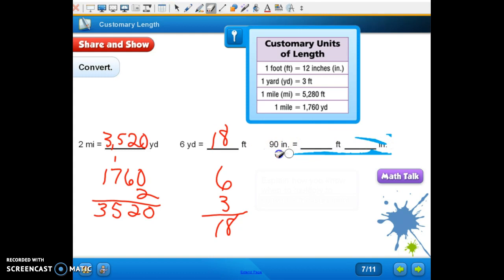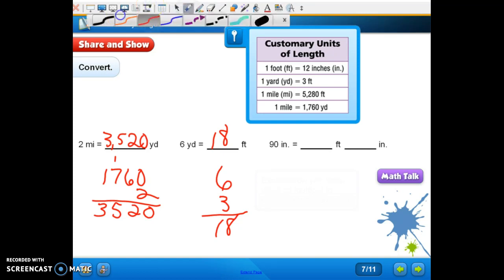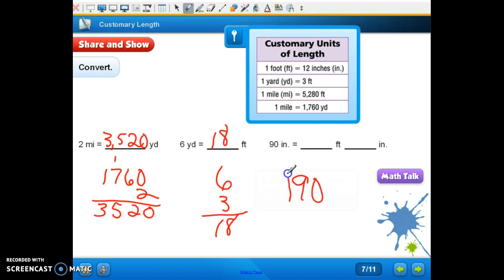Okay? This is number 3 on that same page. If you're at home watching, you need to pause your recorder and do that one. Okay, so we're at a small unit, we're moving to a large unit, we're going to divide. So 90 divided by what? 12. 84, what does that leave us? So we have 7 feet with 6 inches left over.